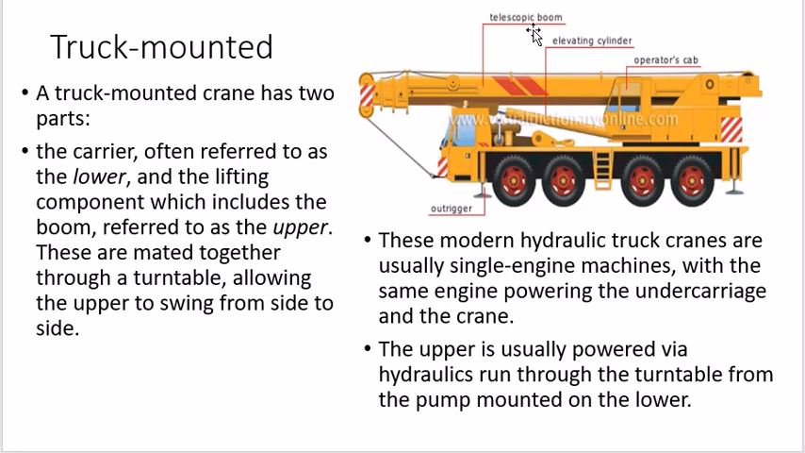This is the telescopic beam. So what is a telescopic beam? It is a kind of antenna. You might have seen a car antenna which can be collapsed and enlarged accordingly. Similarly, the telescopic beams are used there. The operator cab, the elevating cylinder, we all know about it.